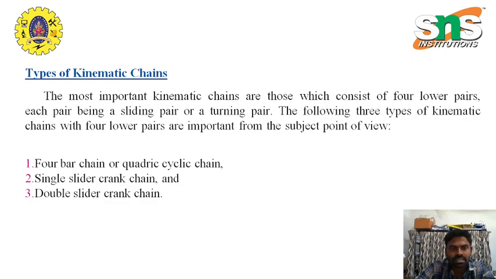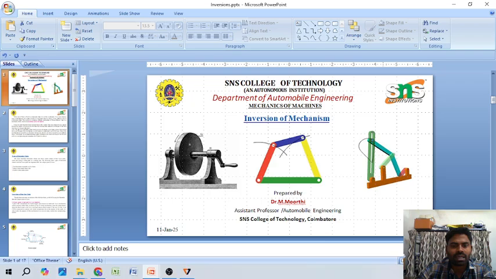The next one is the single slider crank chain. If you take an example, a steam engine or an internal combustion engine, the IC engine's piston, connecting rod and crank form a single slider crank chain. And the third one is the double slider crank chain. So these are the different types of kinematic chain that we have.